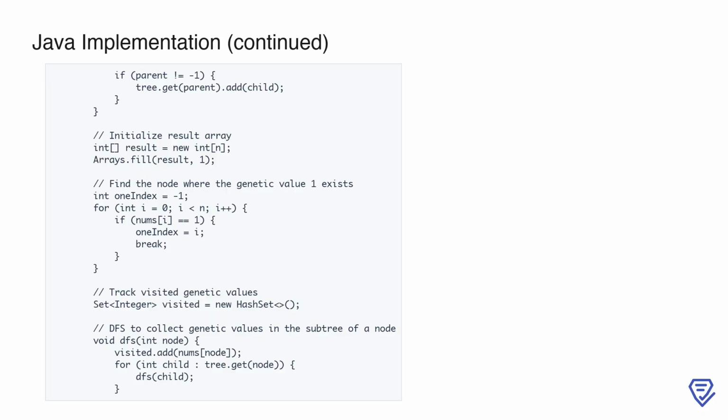We define the DFS method, which takes a node as input. Inside this method, we add the genetic value of the current node to the visited set. Then, we recursively call DFS for each child of the current node, effectively collecting all genetic values in the node's subtree. This recursive traversal ensures that we don't miss any genetic values within a given subtree.